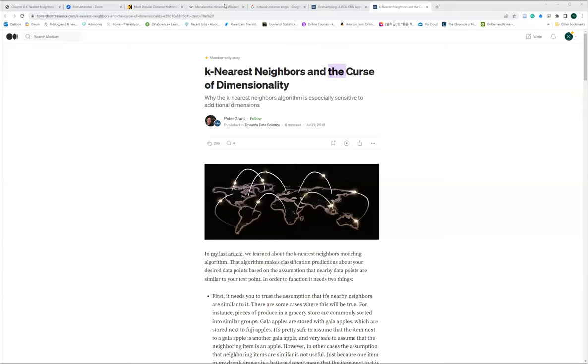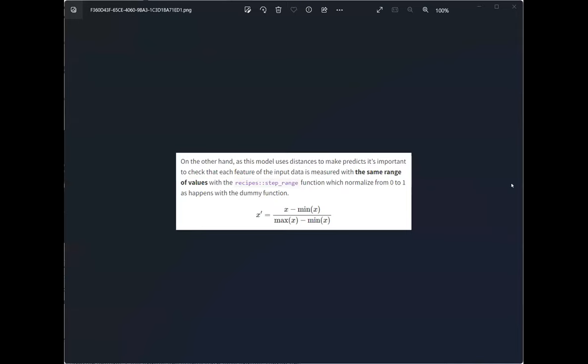I'm sending the picture in the chat. Using that function, you take the difference between the current value and the minimum value, divided by the range. With that normalization, you ensure that all your numeric values are from 0 to 1, which is the objective, so you won't have any impact on the distance. I think that's the best way for this particular model.